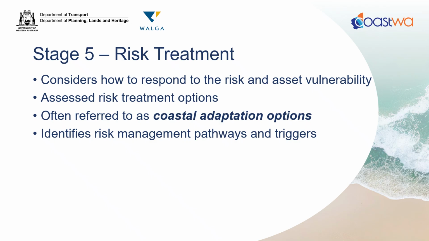Stage 5 of the CHARMAP process is then the risk treatment. So this considers how to respond to the risks and asset vulnerability. It assesses the risk treatment options, and these risk treatment options are referred to as coastal adaptation options, and identifies risk management pathways and the triggers which would trigger action along those pathways.